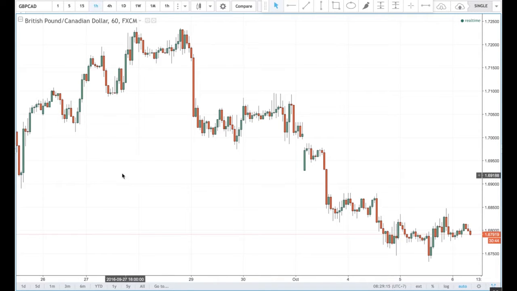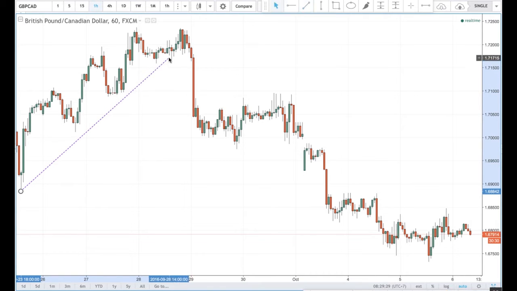Okay, so in this particular case, we can see that on this pound CAD 60-minute time frame here, the buyers were taking control in this area up until this stage, and then the sellers kicked in. So we want to get an understanding of this area first. Okay, so let's take a look at this very carefully.